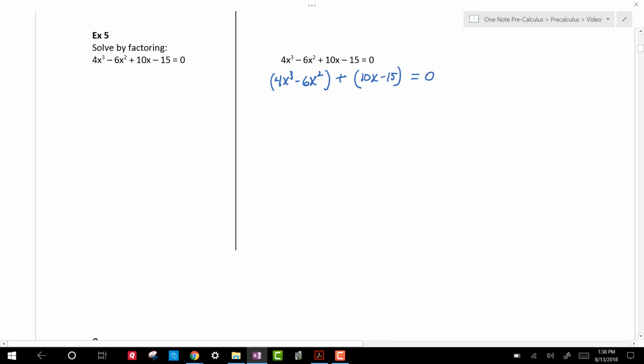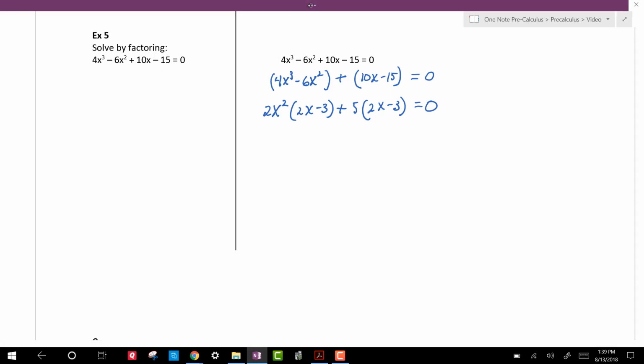Step number 2 says factor the GCF out of each set. So I go to the first set, I can factor out a 2x squared here. So 2x squared times 2x minus 3. I go to the second set, I can factor out a 5. So I get 5 times 2x minus 3. Notice what's in my parentheses matches. It's exactly the same.